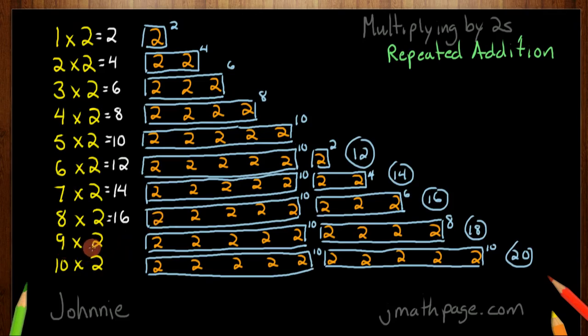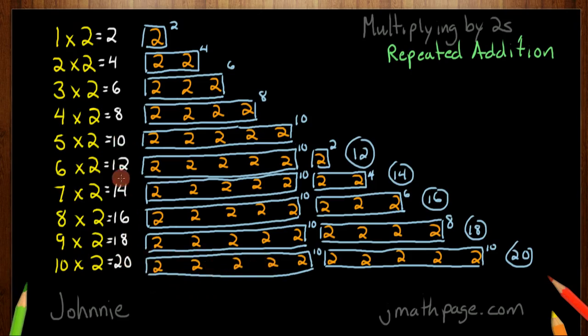9 times 2, start with our 5 2's, which makes 10, 4 more 2's, which makes 8, 10 and 8 make 18 for us. And the last one, 10 times 2. 5 2's makes 10, 5 more 2's makes 10, and that gives us 20. Okay. Now, let's keep that in mind.